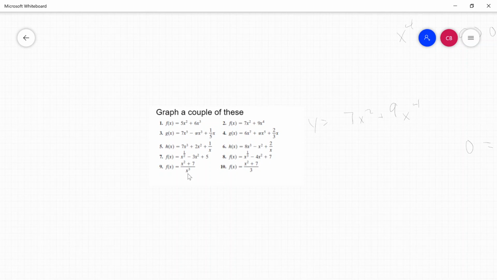First things first, is number 9 a polynomial? And the answer here is no. How do I know? Because if you do x squared divided by x to the third, that's x to the negative 1, and that means that the power is negative, and therefore it can't be a polynomial, because polynomials all have positive powers that are integers.